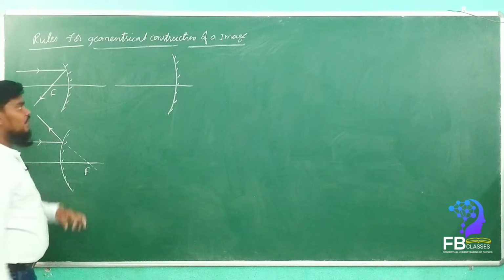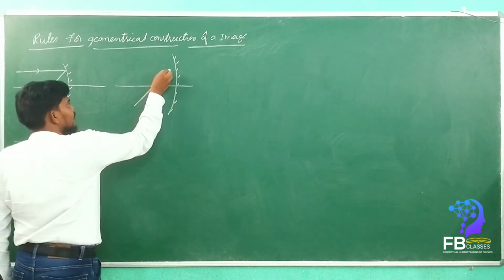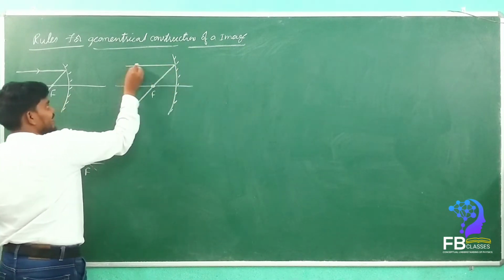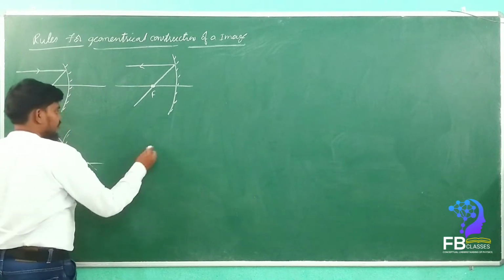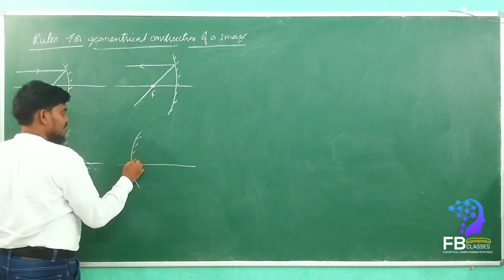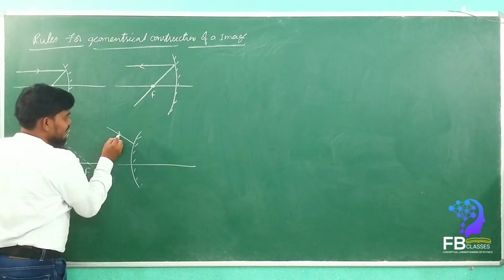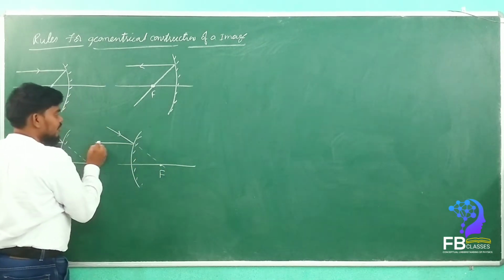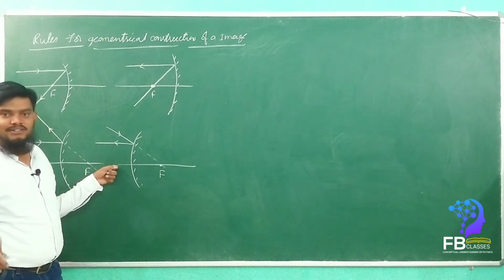Second rule: if it is a concave mirror, the second rule is vice versa of the first rule. If the light ray passes through the principal focus, then the reflected ray travels parallel to the principal axis. If you take a convex mirror, this is the incident ray. If the incident ray is directed towards the principal focus, then the reflected ray is parallel to the principal axis.